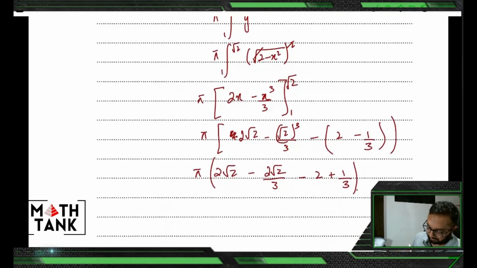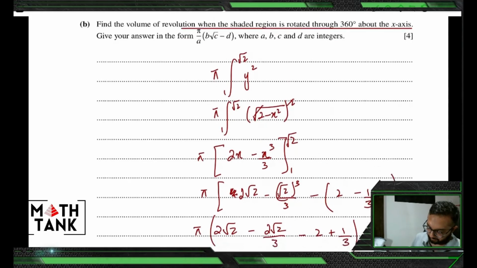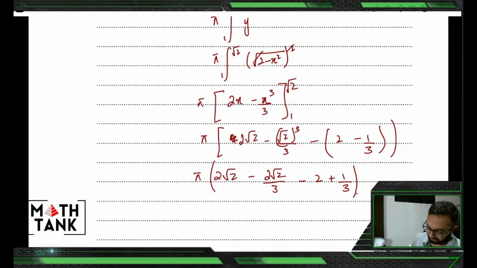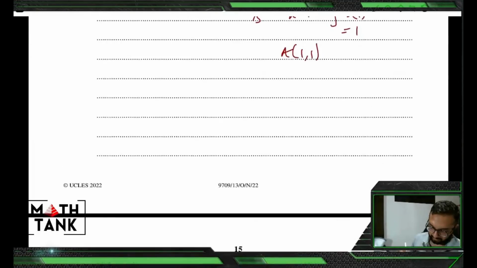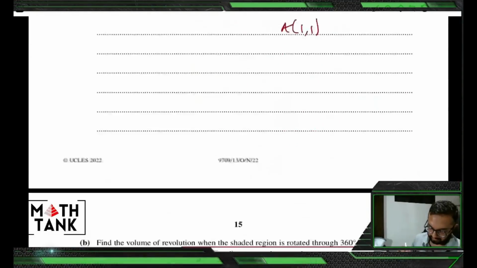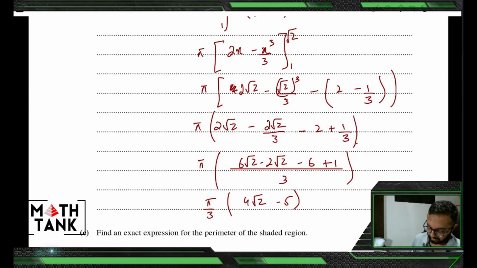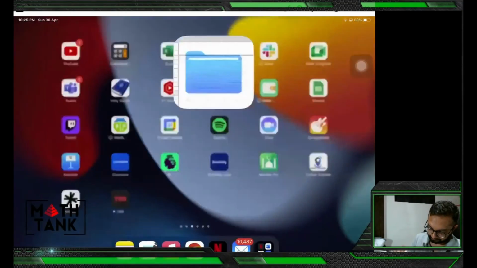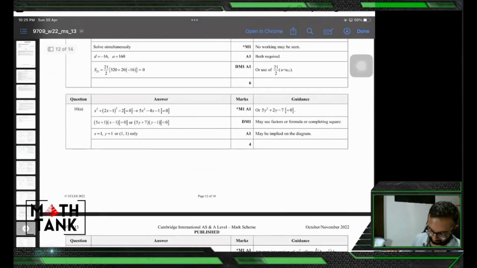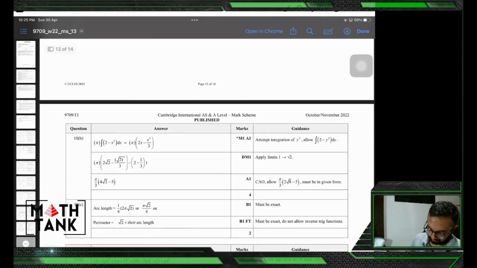So I think my answer seems to be emerging. I should take a common denominator, so this is 3, this is 6 root 2 minus 2 root 2 minus 6 plus 1. That comes outside. I get 4 root 2 minus 5 inside. I just want to verify that those are the correct answers. I might have made a calculation mistake again, so I'm just checking. Yep, that's the correct answer.